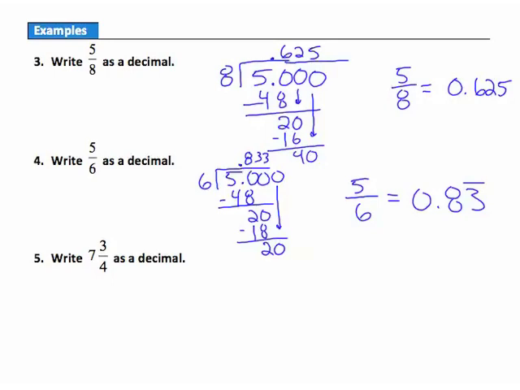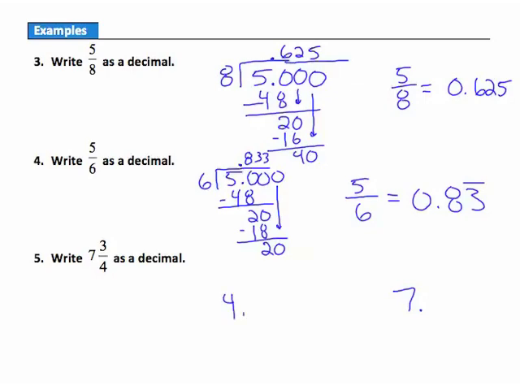Take a look now at example 5. Write the mixed number 7 3/4 as a decimal. Well, the whole number 7, written in mixed number form or decimal form, is still going to remain 7. So basically what we're going to end up with here is 7 point something in our decimal answer. All we have to do to figure out the decimal part of this is just change 3/4 into a decimal.